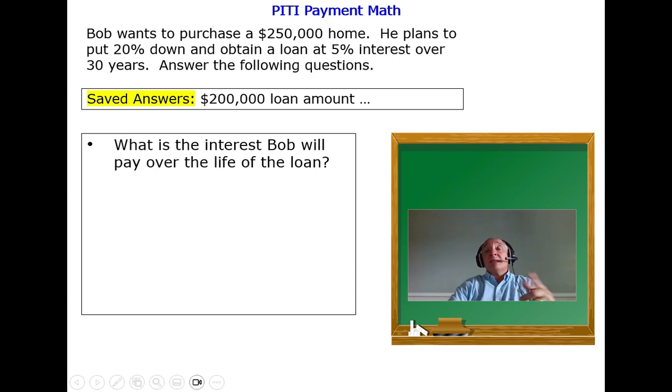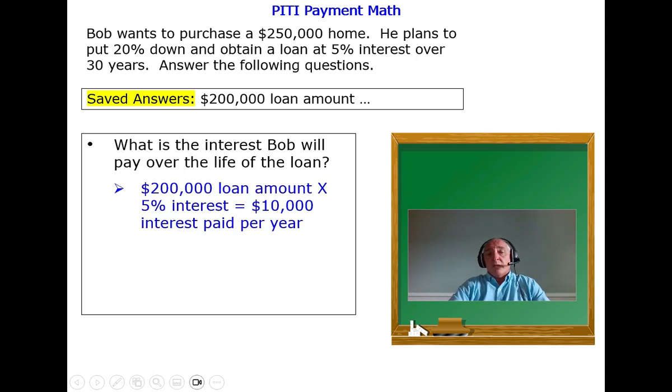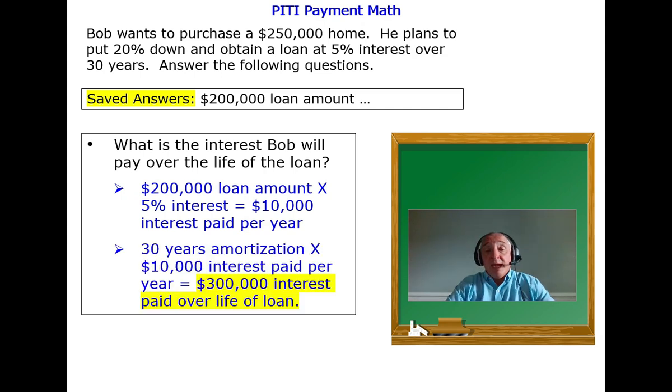So what is the interest Bob will pay over the life of the loan? We've got a $200,000 loan amount and 5% interest. If we did quick math, that would be about $10,000, correct? So $200,000 times 5% is $10,000 in interest paid per year. But Bob is getting this for 30 years. So how much is the total interest Bob will have to pay? That's going to be $300,000 in interest.